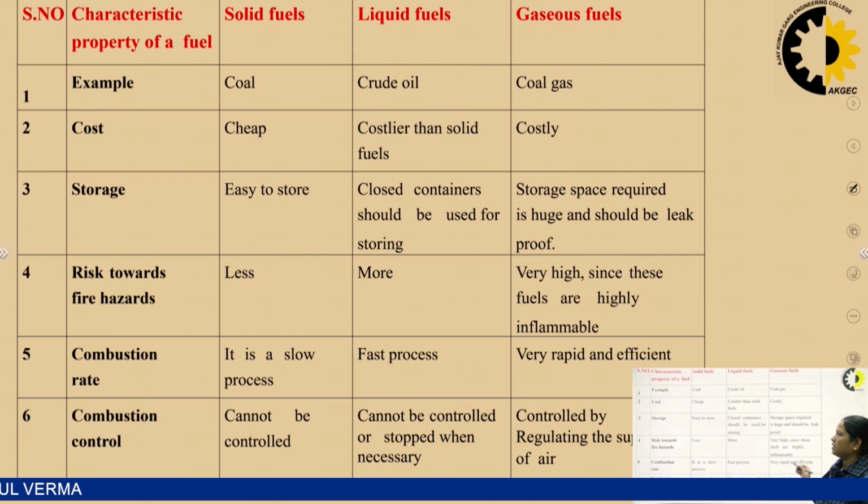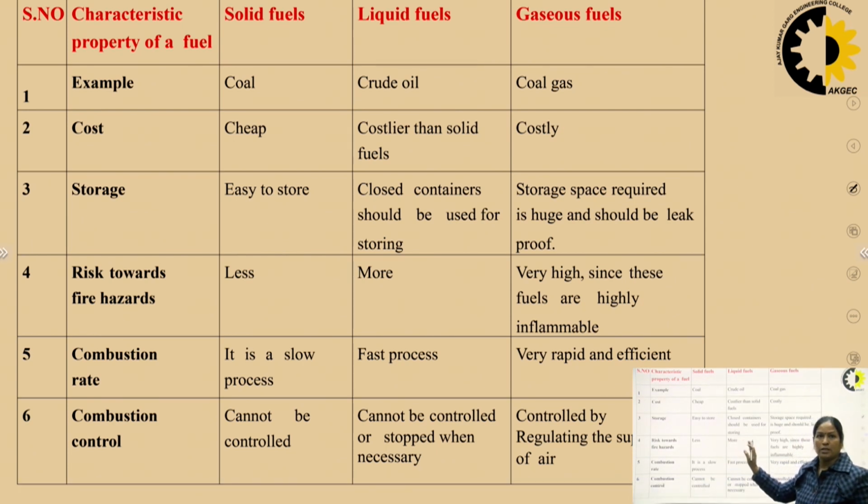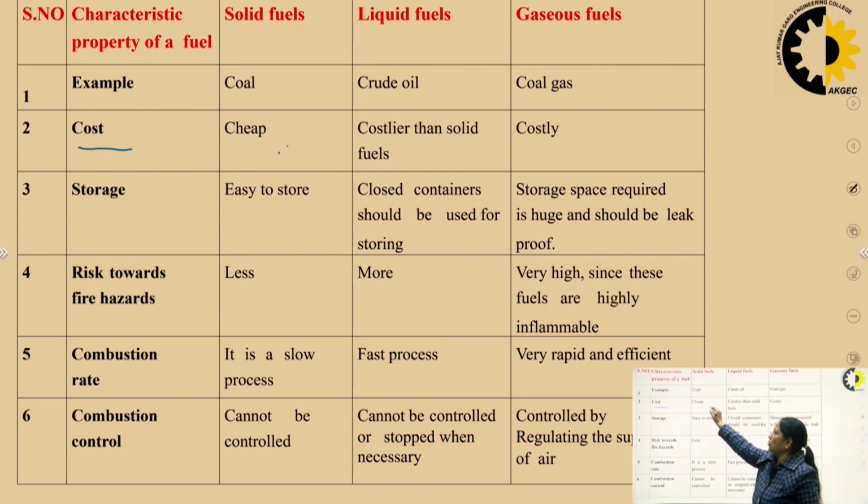Now these characteristics can be classified on the basis of the state of matter of a fuel. For example, take the characteristic of cost. In rural areas we are using solid fuel till date. Why? Because the cost is low. Solid fuels are cheap. That's why people who cannot afford heavy, costly fuels are using coal.